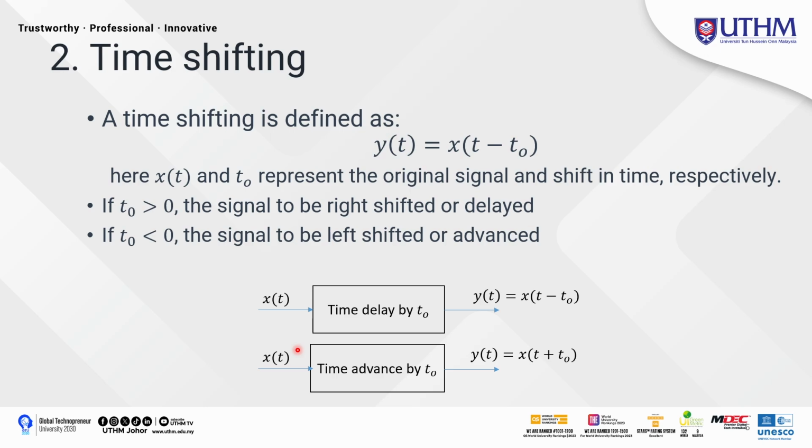Second is time shifting. Time shifting is a process of moving a signal along the time axis, and it can be defined as y(t) = x(t - t0). So this is the shifting part. t0 represents the shift in time. If t0 is more than 0, the signal is right shifted, or what we call a delay. And if t0 is less than 0, the signal is left shifted, or what we call an advance.